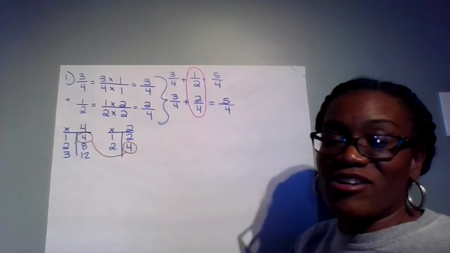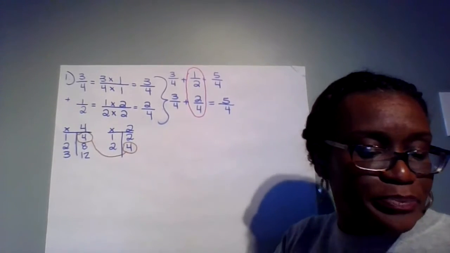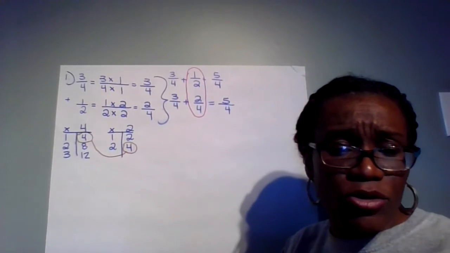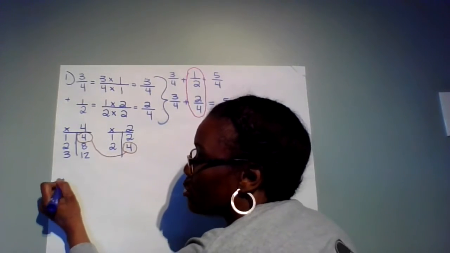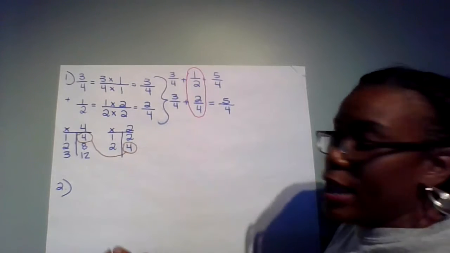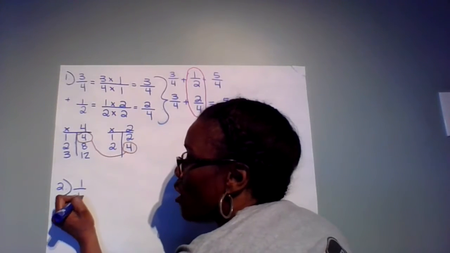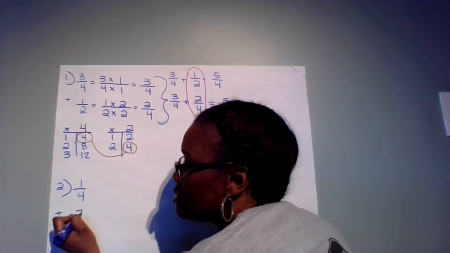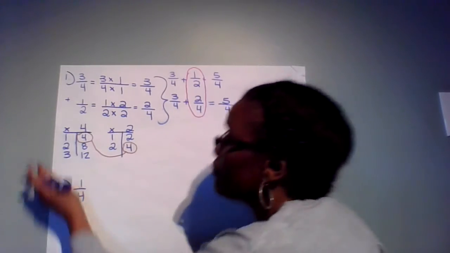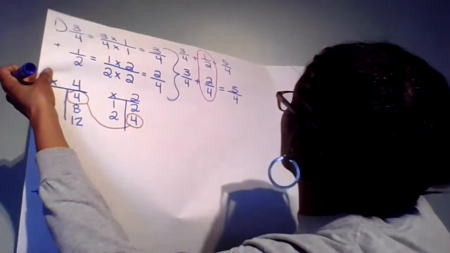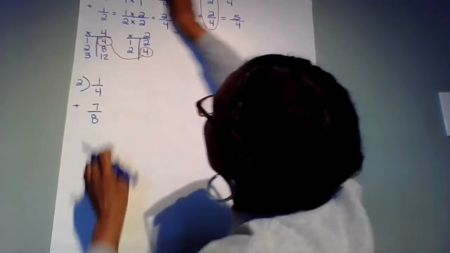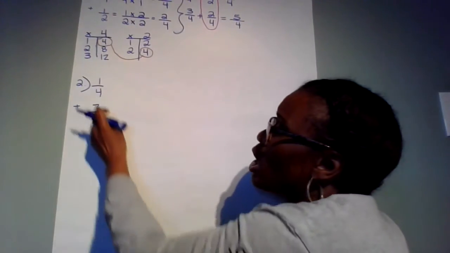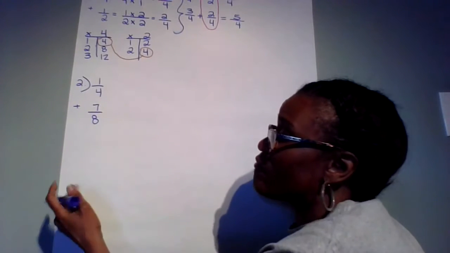Very good, scholars. So let's do one more problem. Let's make it a little bit more difficult. So let's try, here's our number 2, and we're going to try 1/4 plus 7/8. I'm going to move this up so you can see a little bit better. So we have 1/4 and 7/8.